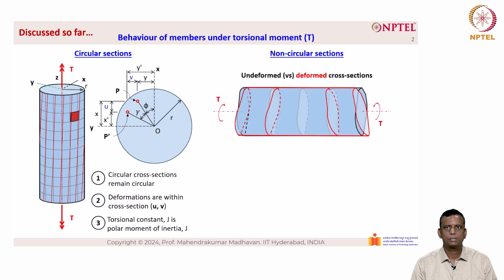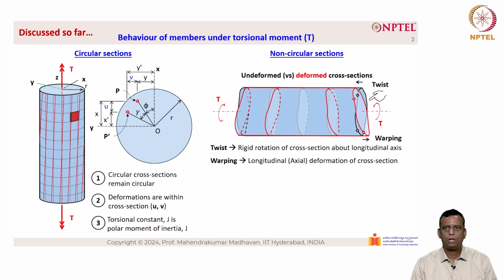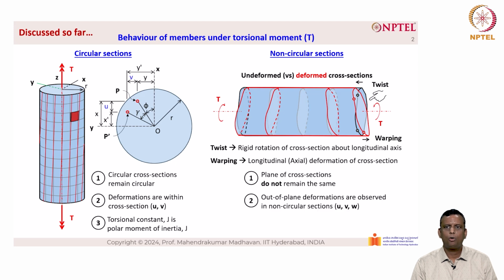However, for non-circular cross-sections, the undeformed as well as the deformed cross-sections shown in the picture indicate that in addition to twist, which is defined as rigid rotation of the cross-section about the longitudinal axis, the cross-section will also experience what is known as warping. Basically, warping is an axial deformation of the member due to application of torsion. Pictorially, it is shown above. The plane of the cross-sections does not remain the same. Out-of-plane deformations are observed in non-circular cross-sections, especially in W. U and V are there, but in W, which is the out-of-plane deformation.